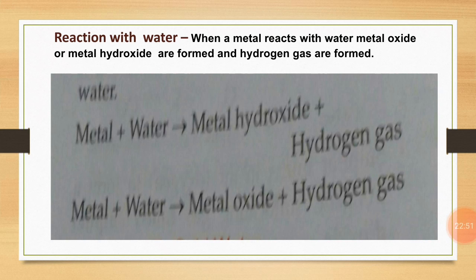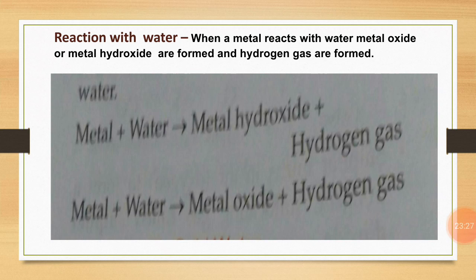If you want to determine the presence of hydrogen gas, you bring a burning matchstick near the test tube in which this reaction occurs. The gas is released from that test tube. So when you take that burning matchstick near the mouth of the test tube, that gas burns with a pop sound. That pop sound indicates the presence of hydrogen gas. So we can easily check it this way.